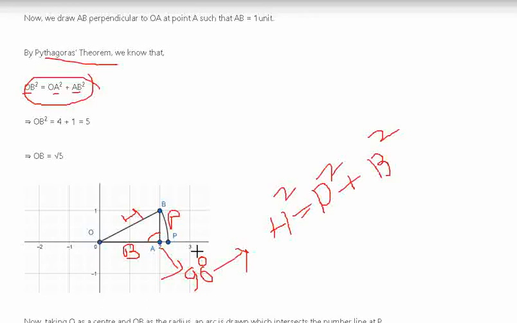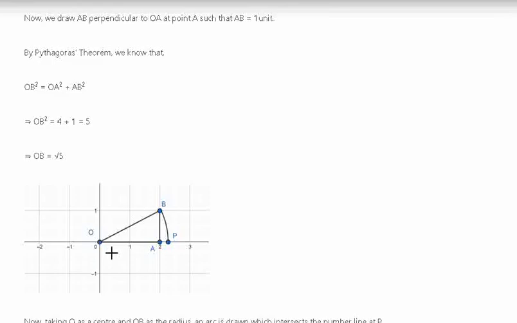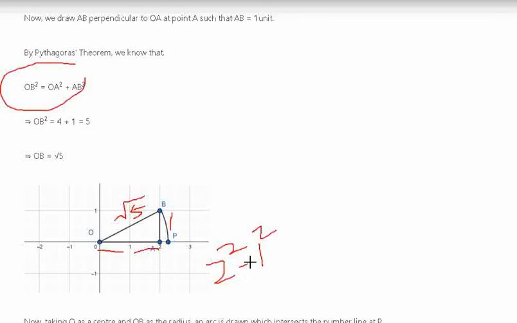We take OA here as 2 units. This is 1 unit, this is 1 unit, so 2 units, and AB is 1 unit. So this must be root 5. And how? Because of the Pythagoras theorem. This is 2 units, means 2 square, and this is AB, 1 unit, means 1 square. Add each other as per the Pythagoras theorem: 4 plus 1 equals 5. So OB equals root 5, because here is the square.